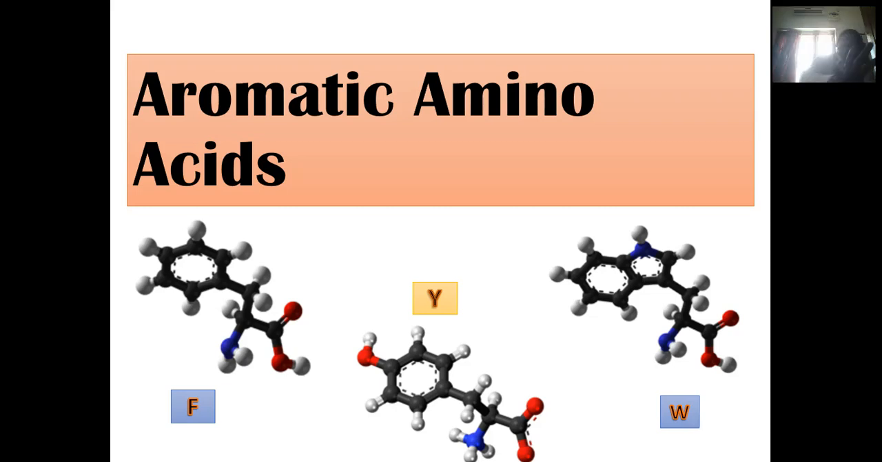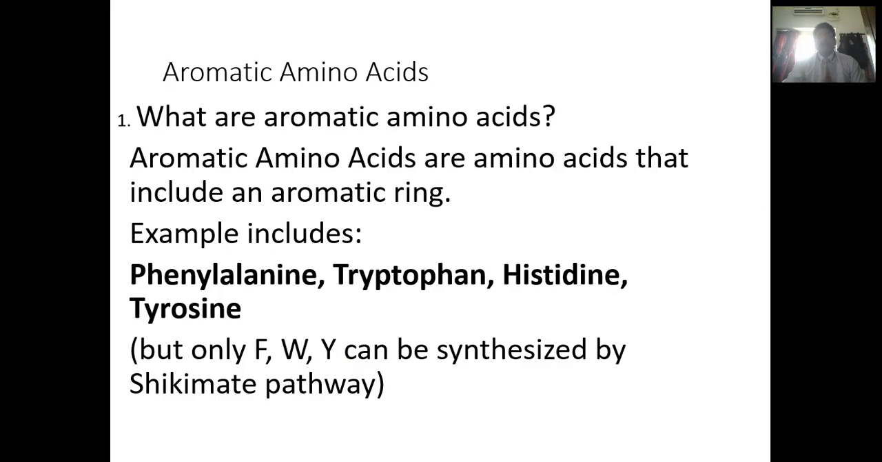So we are going to see the structure of aromatic amino acids and how they are formed by this reaction. What are aromatic amino acids? Aromatic amino acids are amino acids that include an aromatic ring. For example, phenylalanine, tryptophan, histidine and tyrosine. As we saw in the slide before, F has no OH group in the 4th position, so it is phenylalanine.